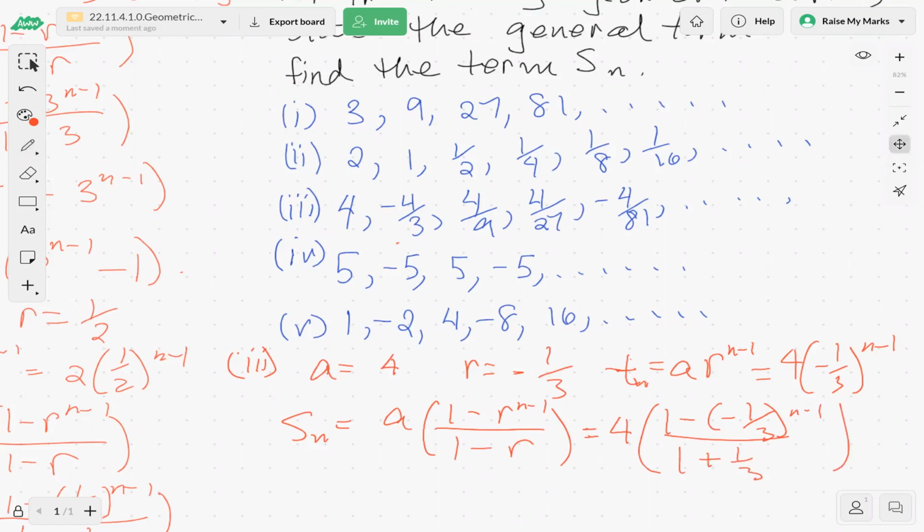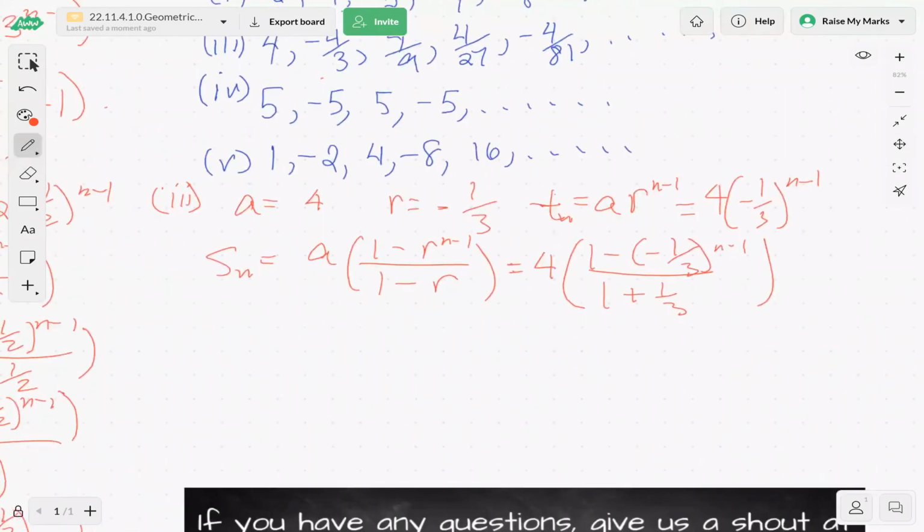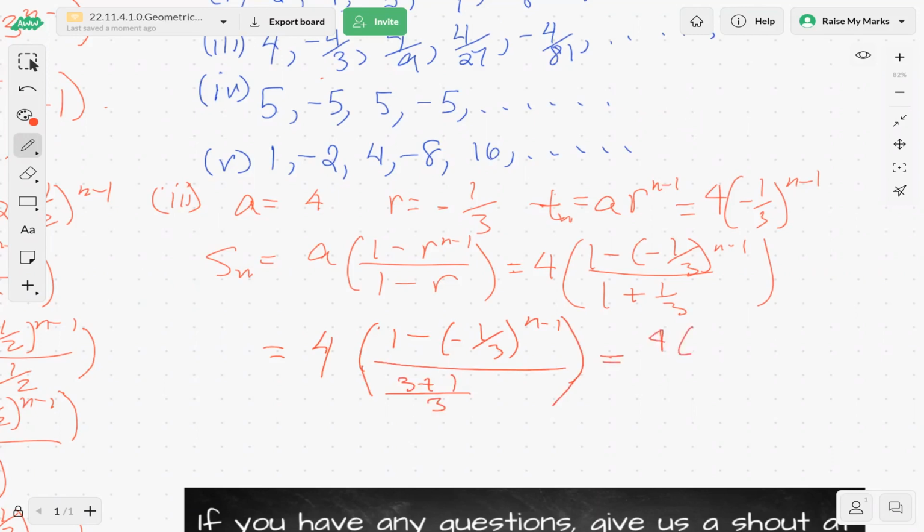And let's see if we can simplify that numerator a little bit. All right. So we have 4 times 1 minus negative 1 over 3 to the power n minus 1, all over 1 plus 1 over 3. Okay. And what do we have here? We have 4 times 1 minus negative 1/3. Again, this does not change. But in the denominator, we now have 4 divided by 3.